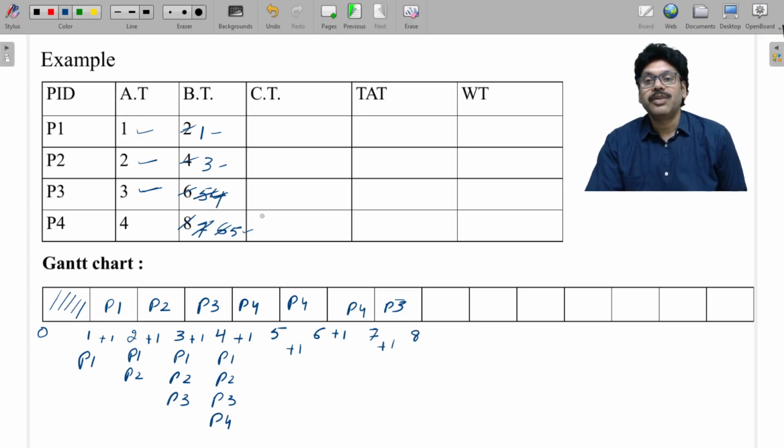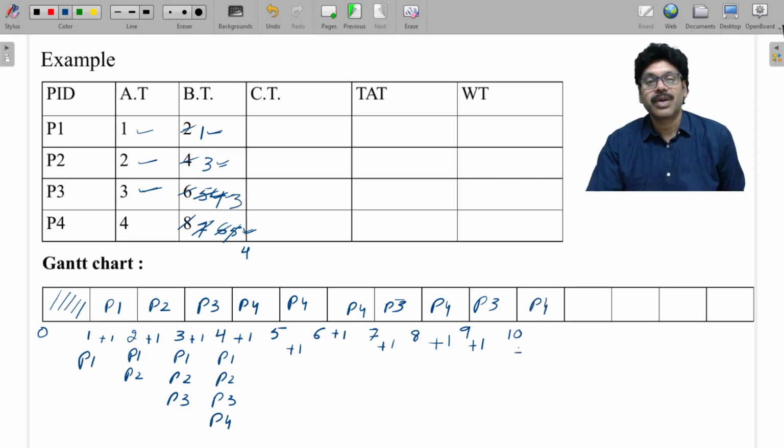Now 1, 3, 4, 5. So P4 has the highest burst time. P4 is executed one more unit of time. It needs 4. Now 4, 4, 3, 1. Two burst times are the same, so we will give a chance to P3. P3 is executed for 1 unit of time. Balance is 3. So next time P4 will be given a chance.